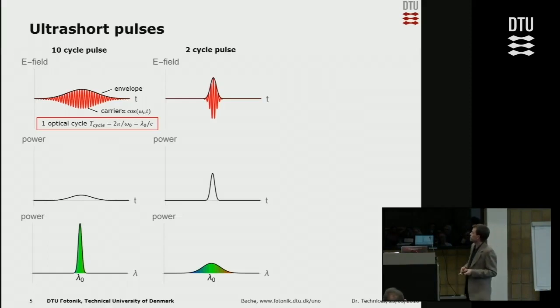So let's take a 2-cycle pulse. Now we only have 2 full oscillations under the envelope. Now we have 5 times more peak power, and we suddenly see new colors in the spectrum. We no longer just have green, but we also have other colors.